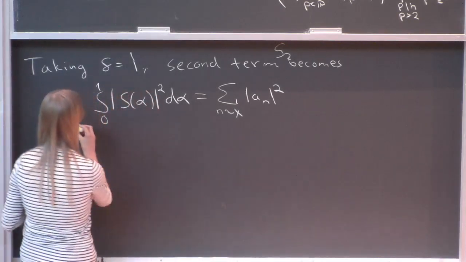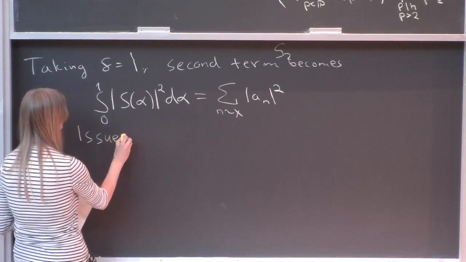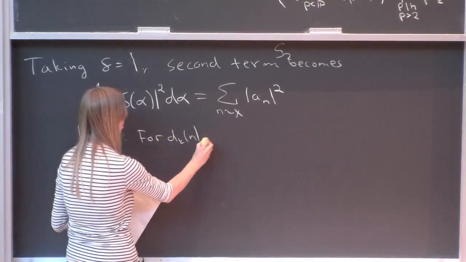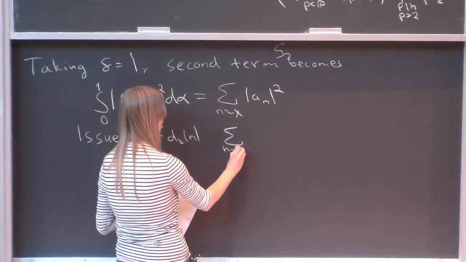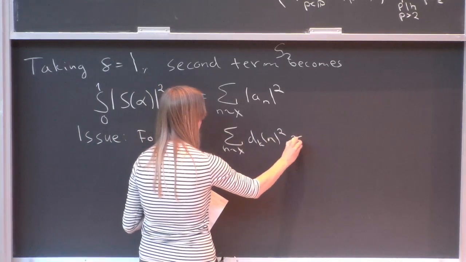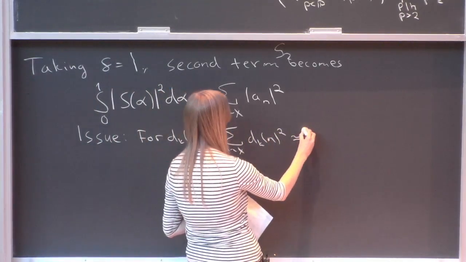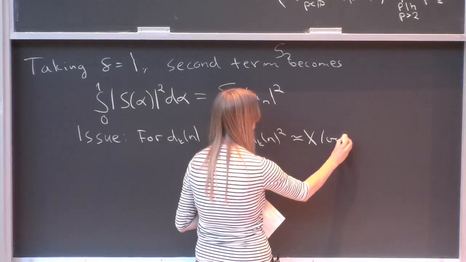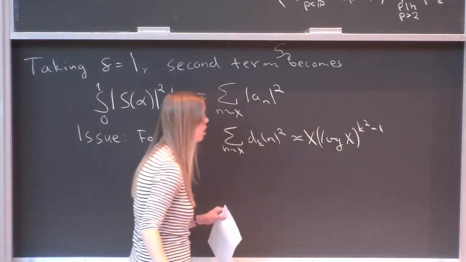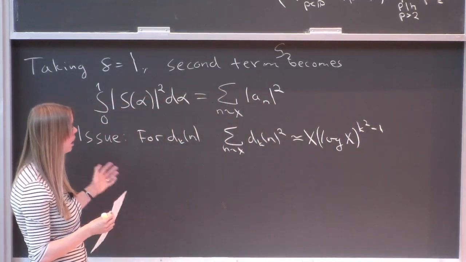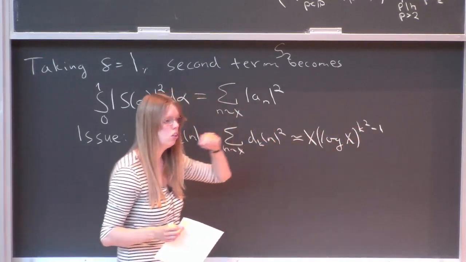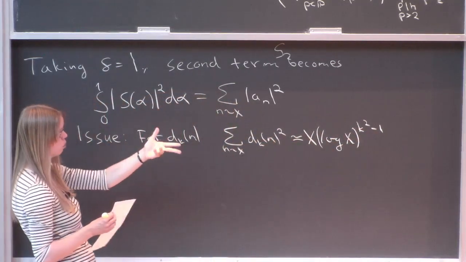So the issue is, for d_k(n), the sum of d_k(n) squared over n up to x is known to have size like x (log x)^(k^2 - 1). Remember that our main term had size x (log x)^(2^k - 2), so it's much smaller. So that's sort of a problem, that we are losing too much here.